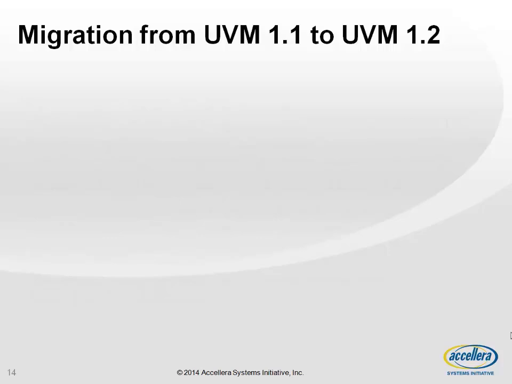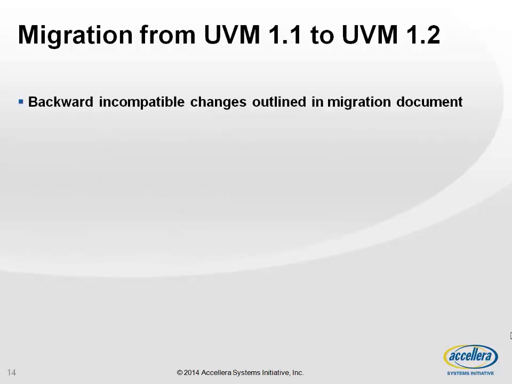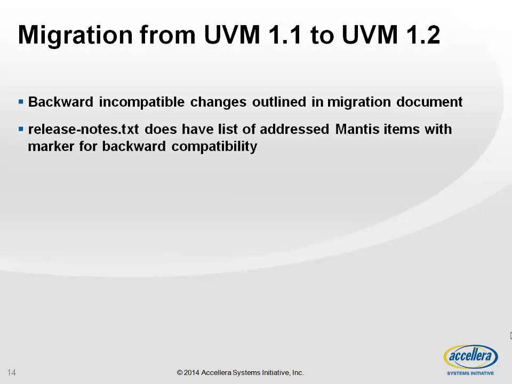Now the important question is, if you want to move from UVM 1.1 to UVM 1.2, what do you do? First of all, there will be a changes document. Right now it's an Excel spreadsheet. We're currently adding that. Release notes will have all the information, which Mantis items have been addressed, which are affecting the API, and they are all listed. You can go to the Mantis database and look at that stuff.